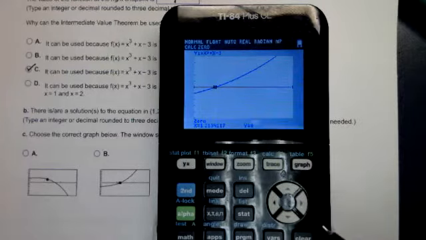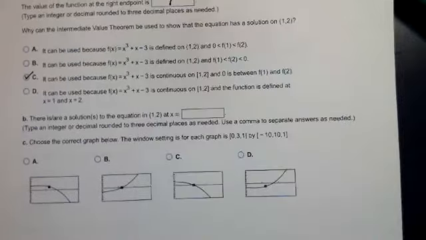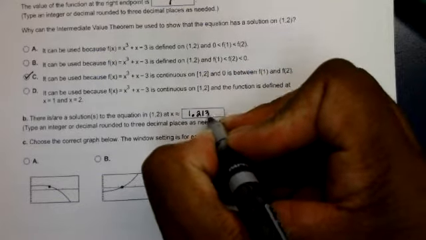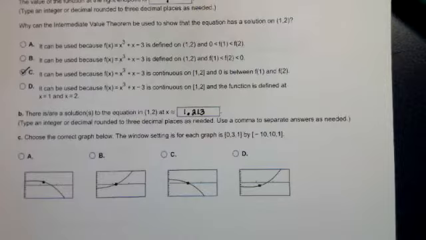And to 3 decimal places as indicated here, it will be 1.213. So x is approximately 1.213.